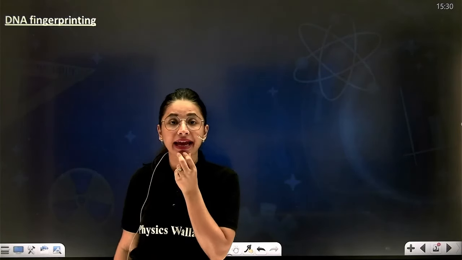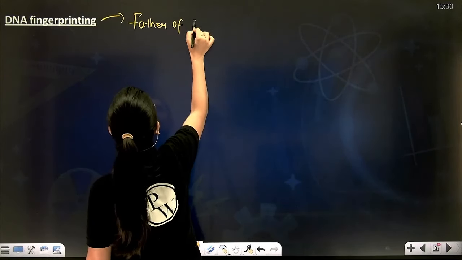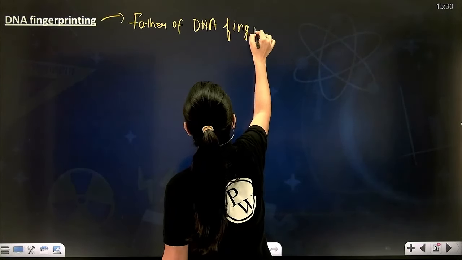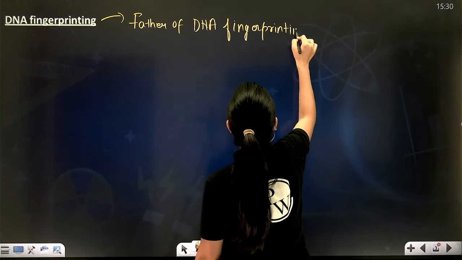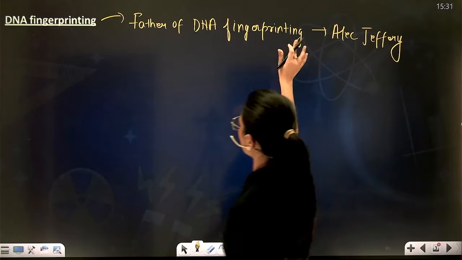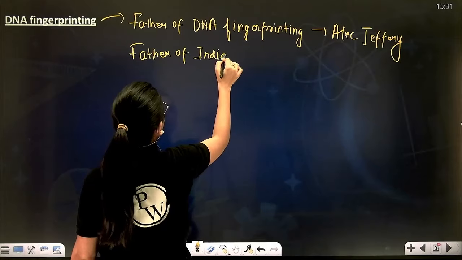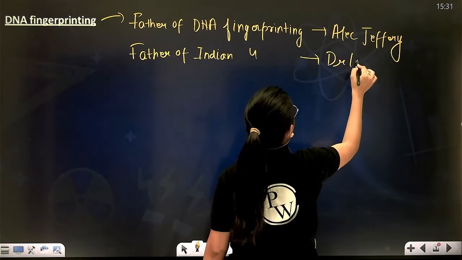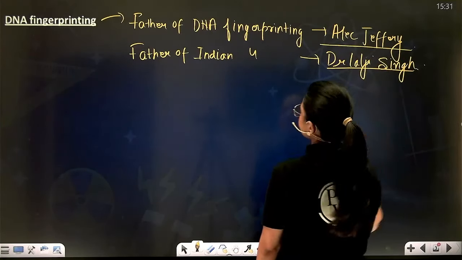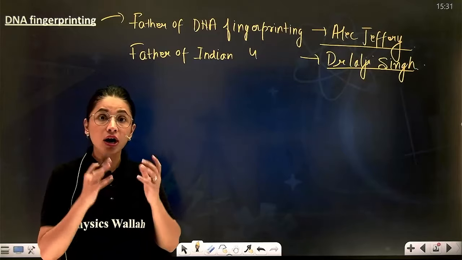This concept was proposed by Alec Jeffreys. So the first point you are going to write in your notes is the father of DNA fingerprinting, the first person to perform this: Alec Jeffreys. However, the father of Indian DNA fingerprinting is Dr. Lalji Singh. So father of normal DNA fingerprinting, I mean international level, is Alec Jeffreys, but this concept was brought to India by Dr. Lalji Singh. Right? Understood everyone? Okay.